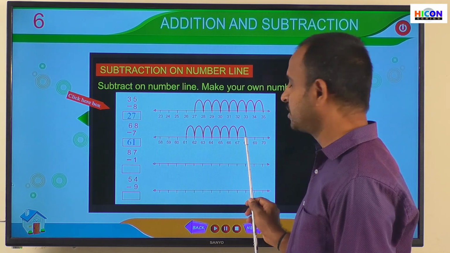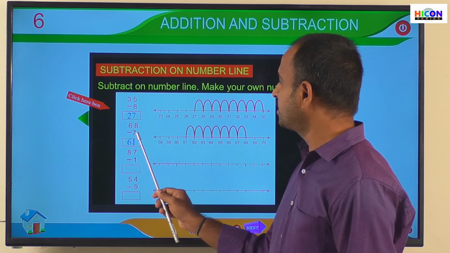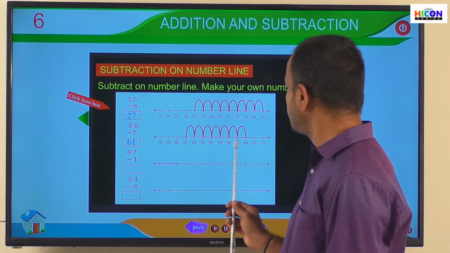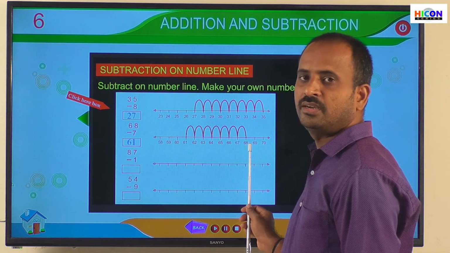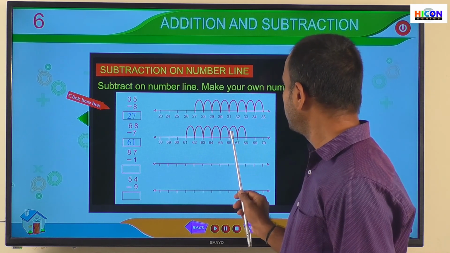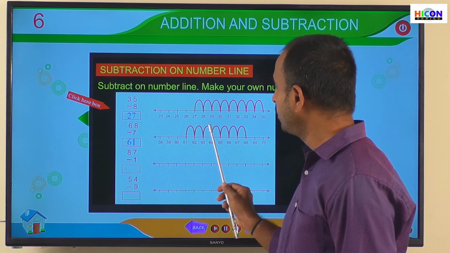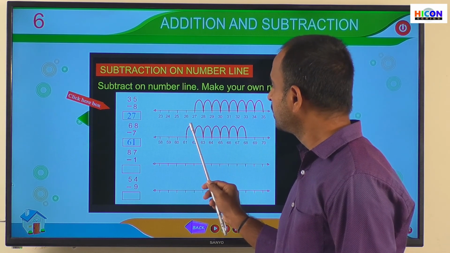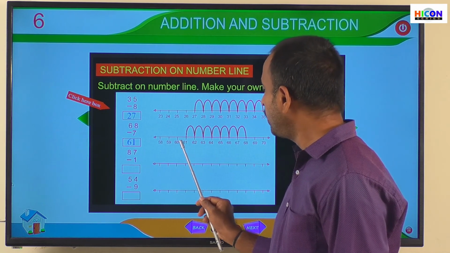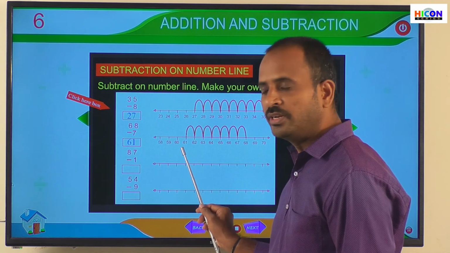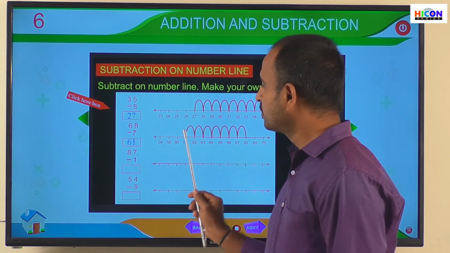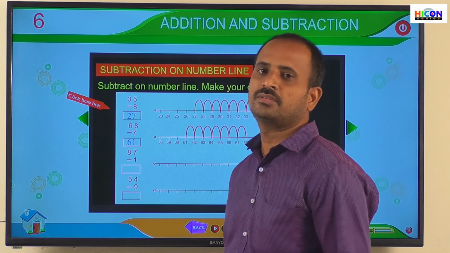So start from 68. And what is the second number here? 7. That means we have to move 7 steps backward from 68. So move 7 steps backward. It is 1, 2, 3, 4, 5, 6, 7. After moving 7 steps backward, what number have you reached? You have reached the number 61. So this 61 is the answer. So write 61 in the box.